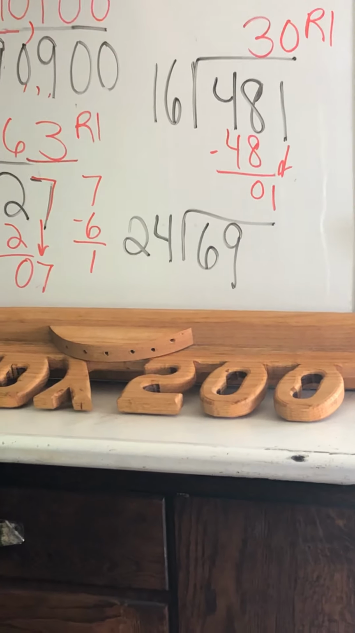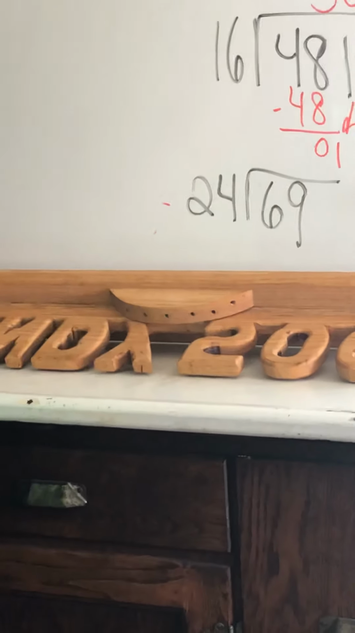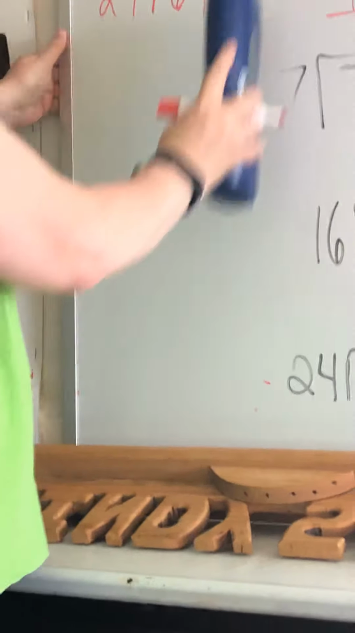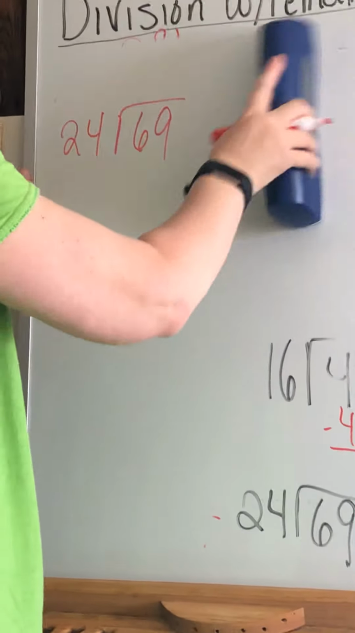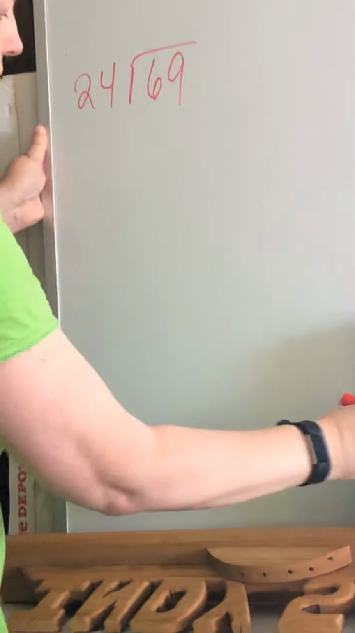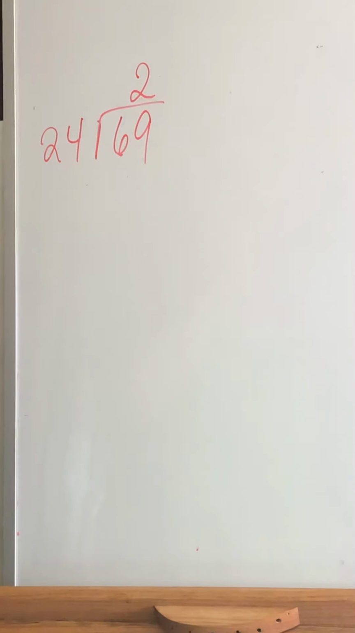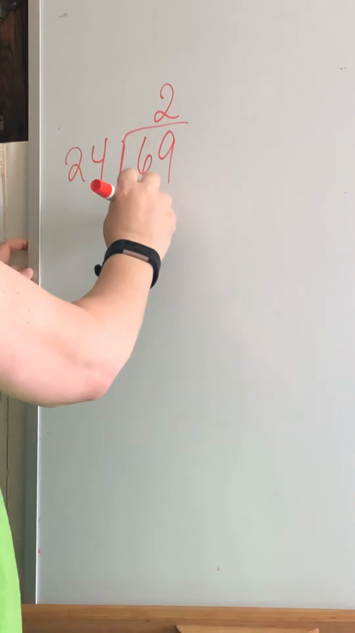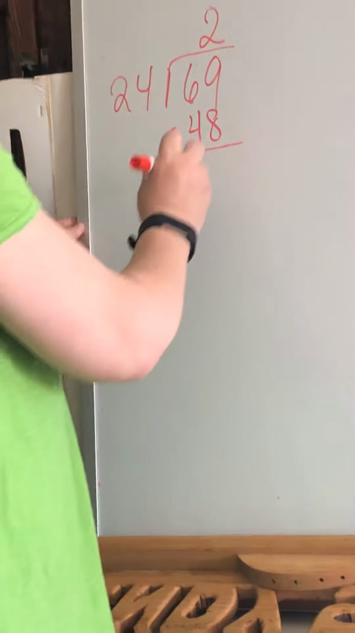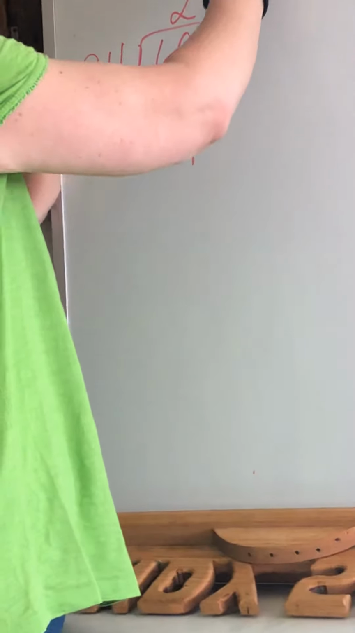Our last problem with remainders, I'm going to bring it up a little bit so you can see it, is 24 divided into 69. Now, how many times can 24 go into 69? Well, 24 can go into 69 2 whole times. 24 times 2 is 48. And then we have to take 69 minus 48, which is 21. So the answer is 2 with a remainder of 21.